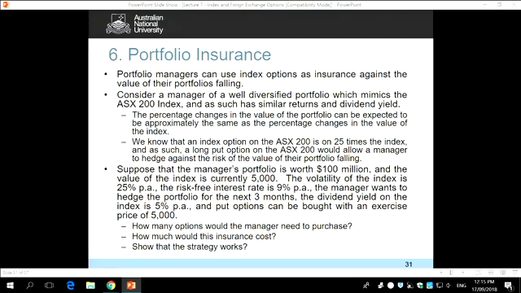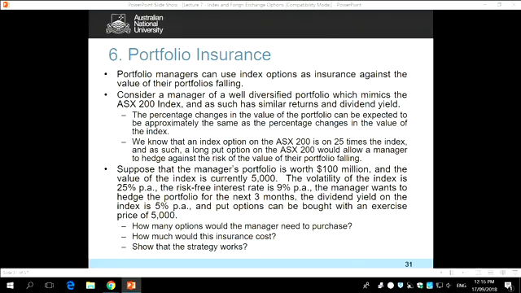Suppose the manager's portfolio is worth $100 million and the value of the index is currently 5,000. The volatility of the index is 25% per annum, risk-free rate's 9%, and the manager wants to hedge the portfolio for the next 3 months. The dividend yield's 5%, and put options can be bought with an exercise price of 5,000. Okay, so it's currently worth 5,000. Options can be bought with a strike price of 5,000. So essentially, you're trying to ensure that the portfolio is worth $100 million in 3 months' time. Okay, the exercise price is equal to the current spot price.